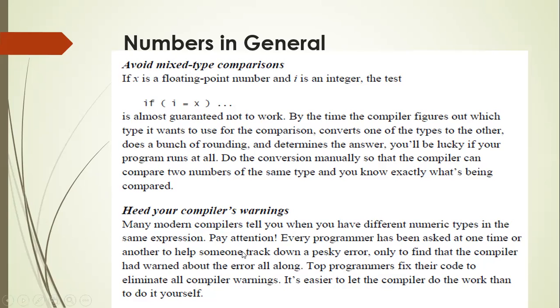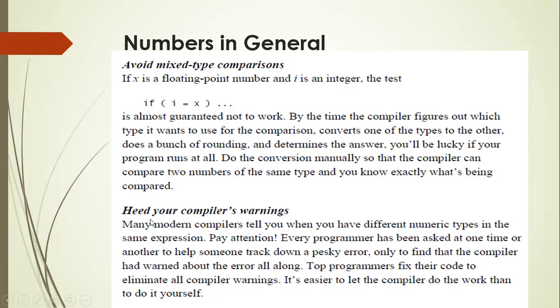Another tip is we have to heed our compiler's warning. Many modern compilers tell you when you have different numeric types in the same expression, pay attention. Every programmer has been asked at one time or another to help someone track down a pesky error, only to find the compiler had warned about the error all along. Top programmers fix their code to eliminate all compiler warnings. It's easier to let the compiler do the work than to do it yourself.